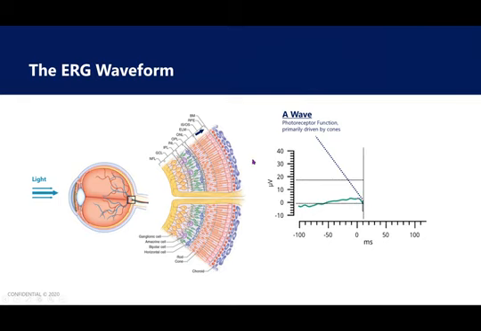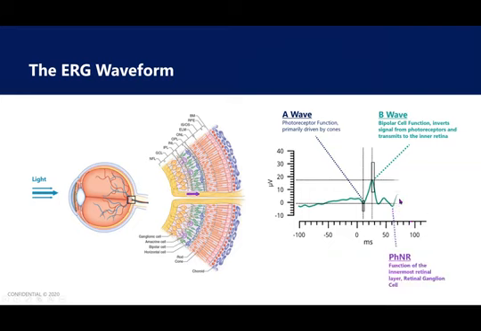peak here. As the electrical impulse travels through the retina from the photoreceptors to the bipolar cells, it triggers another peak here, which is called the B wave. And then as the electrical impulse travels from the bipolar cells to the retinal ganglion cells and out through the optic nerve to the brain, you get this third peak here called the photopic negative response. And then the waveform returns to close to zero as the signal leaves the eye.